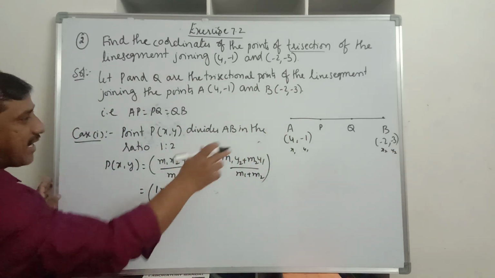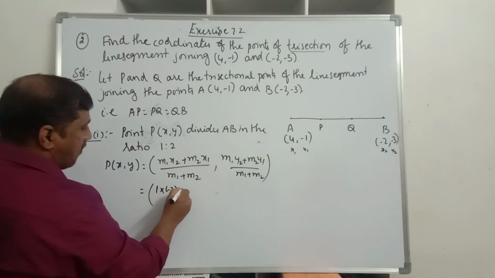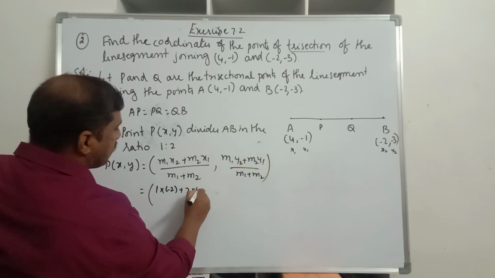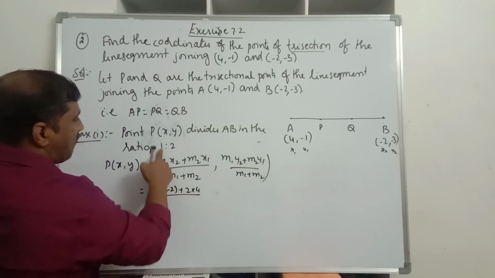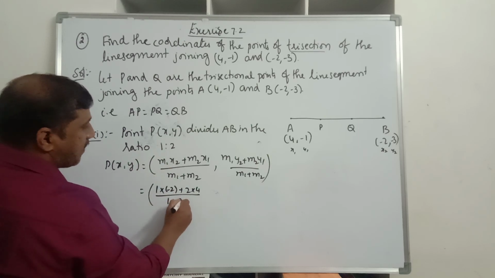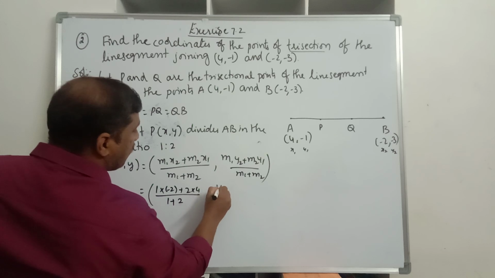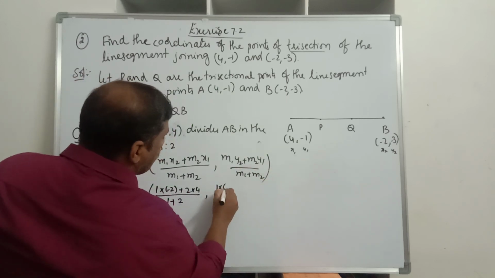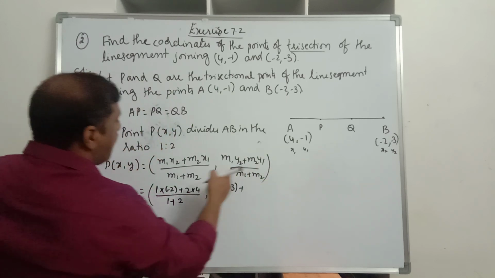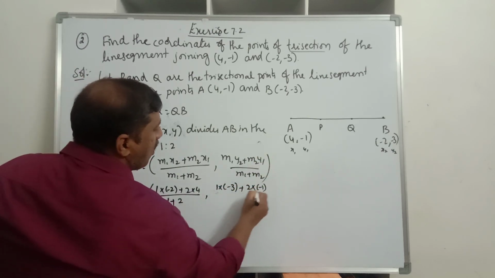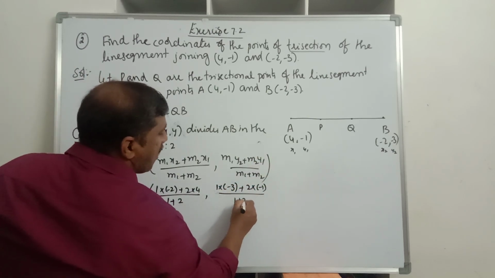Now 1 into x2 is equal to minus 2 plus m2 is equal to 2 into x1 is equal to 4 divided by m1 it is 1 plus m2 is equal to 2, 1 plus 2, comma m1 is equal to 1 into y2 is equal to minus 3 plus m2 is equal to 2 into y1 is equal to minus 1 divided by 1 plus 2.